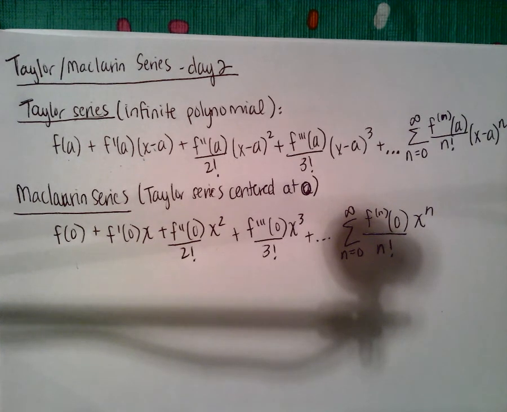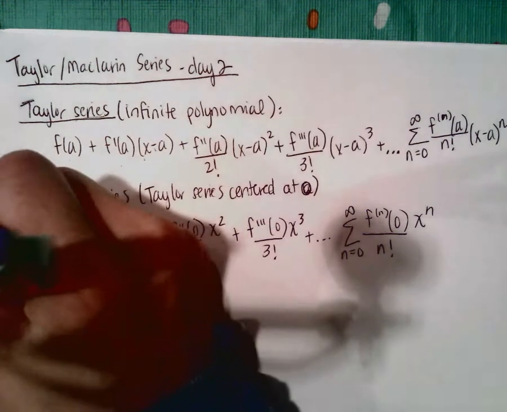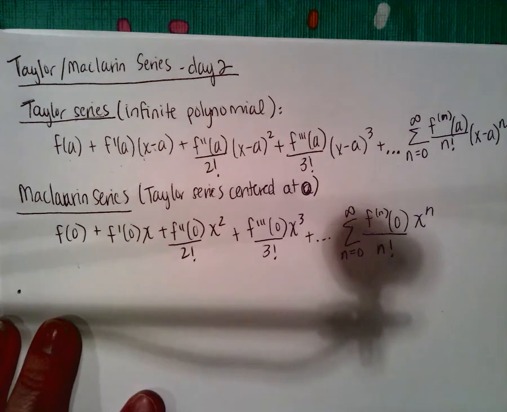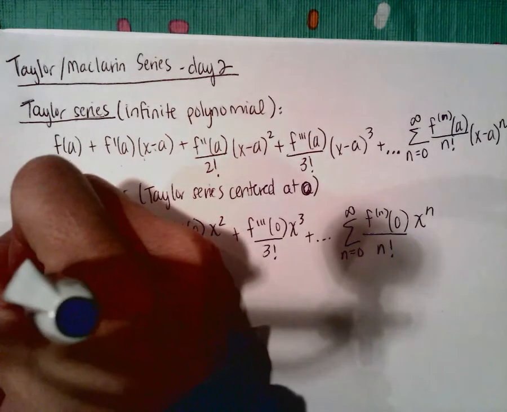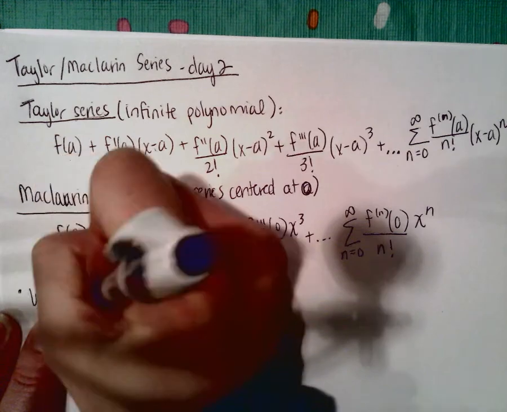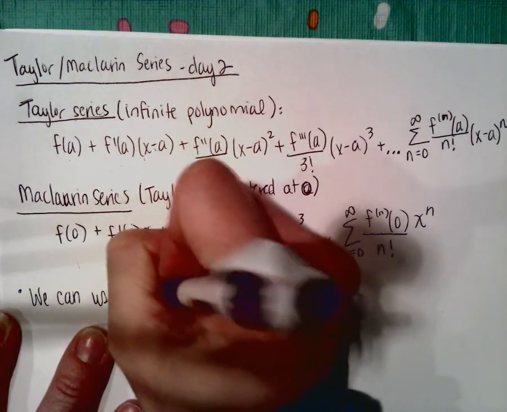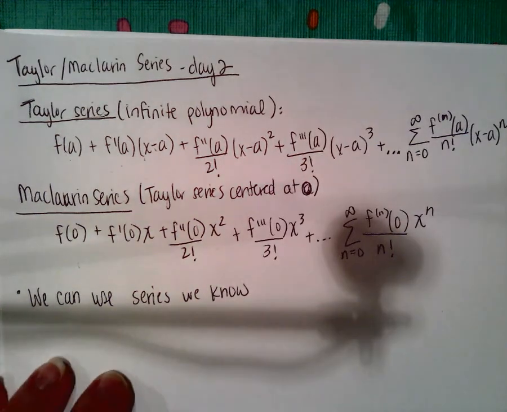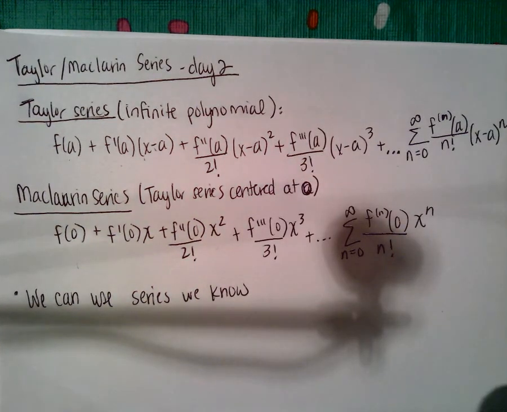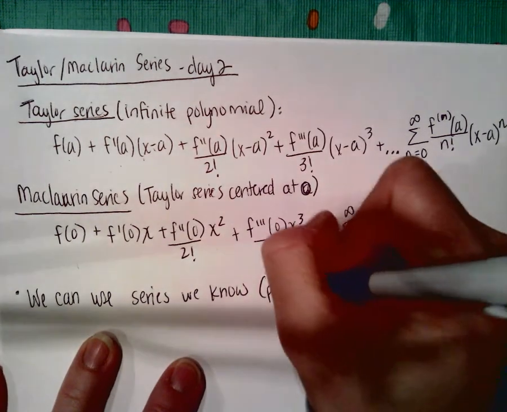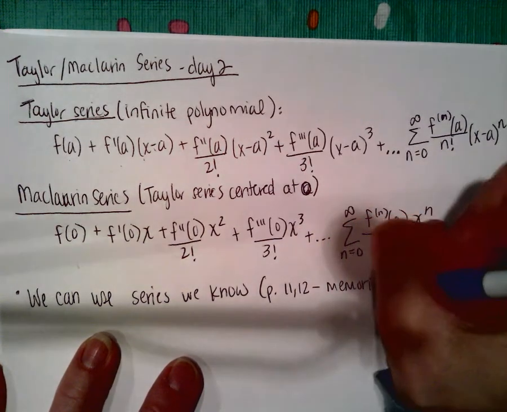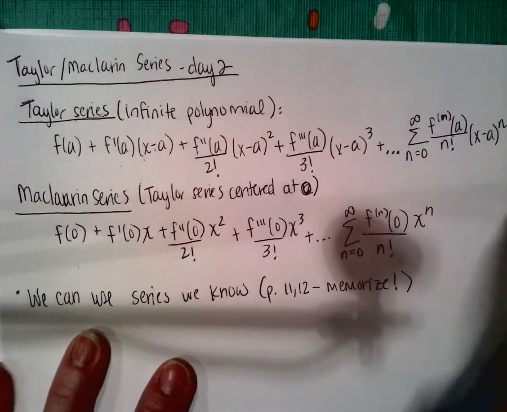Okay, so what we're going to be doing today is using series that we know to find similar series. So we can use series we know, which you might be thinking, I don't know any series, but there are at least 4 or 5 that you should memorize. So like the ones from pages 11 and 12, those you have to have memorized. And on the AP test, they expect you to know those as well.